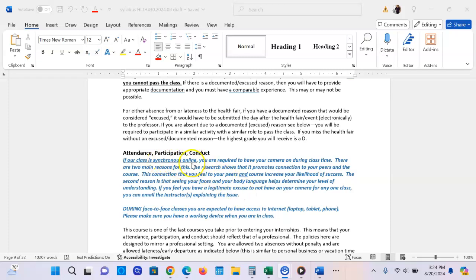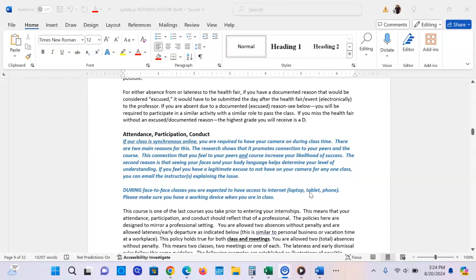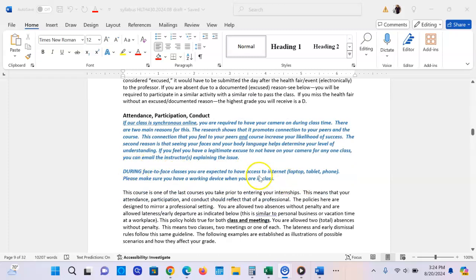If we have a synchronous online class, which we do have one or two, you are required to have your camera on during class time. Face-to-face classes, unlike many of your classes, you should have a device in class that has internet access. You will be expected to use your device during class when we're looking up information. However, if I catch you using it for other stuff like social media, emails, I'm going to ask you probably to leave the room.